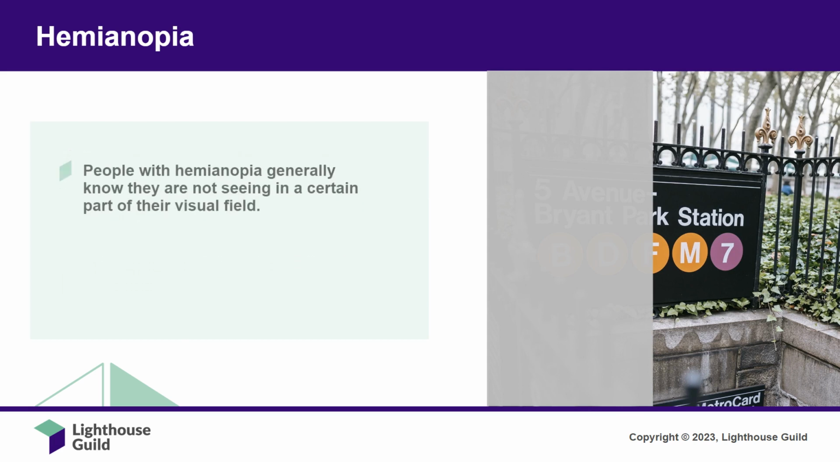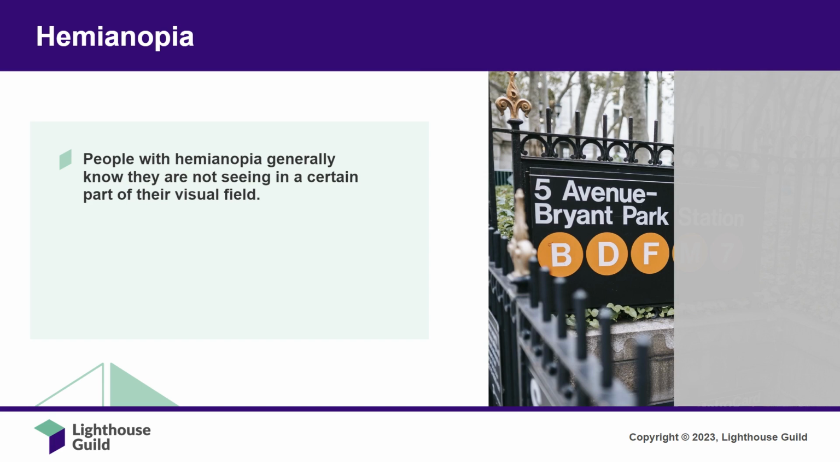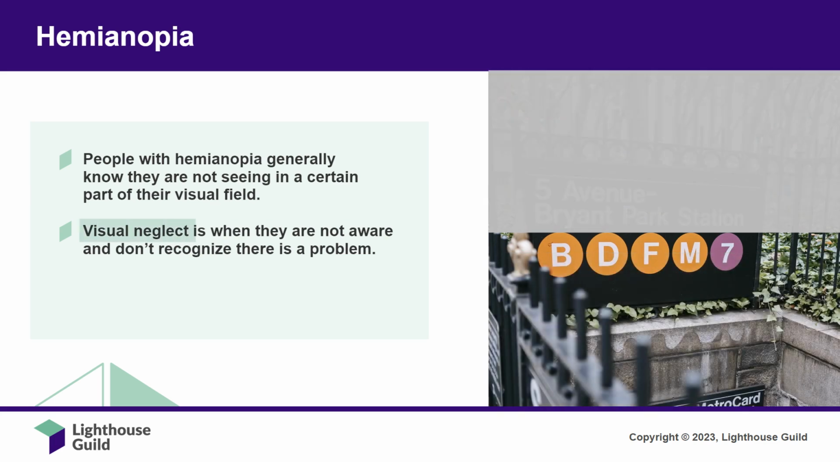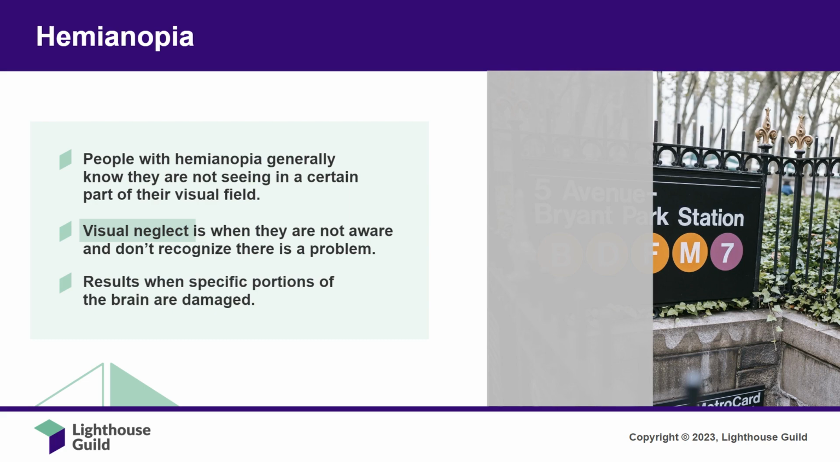While people with hemianopia generally know that they are not seeing in a certain part of their visual field and will turn their head to reposition an image into their line of sight, some people are not aware that they are missing areas of their vision and don't recognize that there is a problem. This is referred to as visual neglect. Visual neglect results when specific portions of the brain are damaged. It can be a dangerous condition as people are not aware to look for hazards they may be approaching or that may be approaching them from that side.